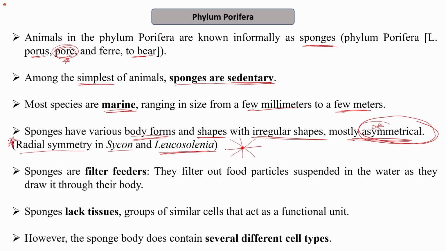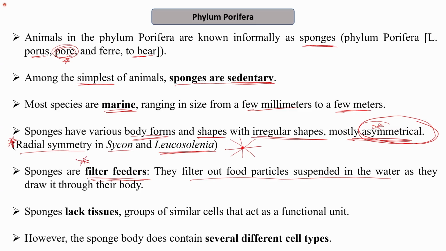You need to remember that some of the organisms like Sycon and Leucosolenia are radially symmetric. Then, the very important thing is that they are filter feeders. That is, they filter out food particles that are suspended in the water as the water passes through their body. Therefore, they are called filter feeders, right?